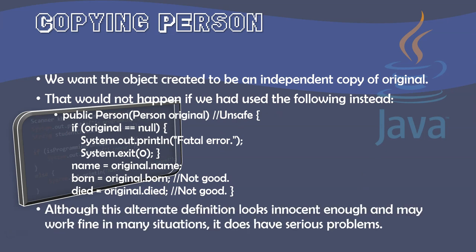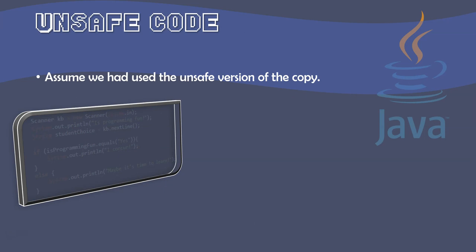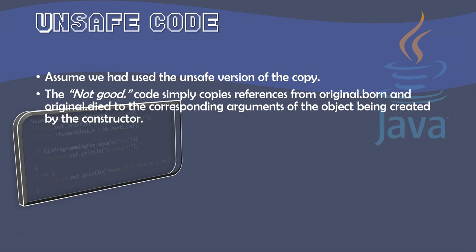It looks innocent, right? Everything here says this should be fine. I don't see anything that could potentially cause issues, but there actually are some deeper issues here which can have some serious ramifications. So let's start with the top there with the unsafe code. Assume we use that unsafe version of copy. The not good segments in our code simply assign original.born and original.died to the corresponding fields of the object being created by that constructor.